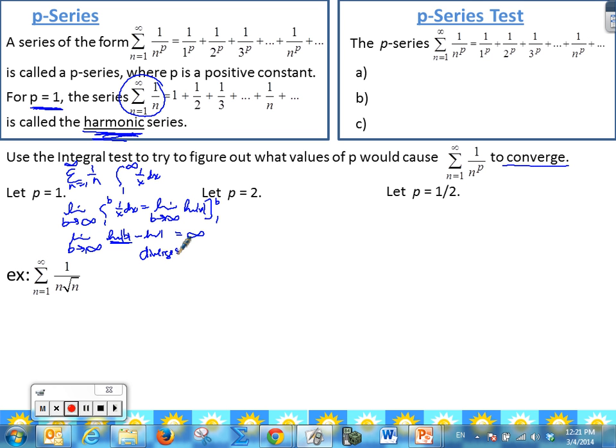So up here, they actually have this as the last part, C. The P-series diverges if P is 1, which is the harmonic series.